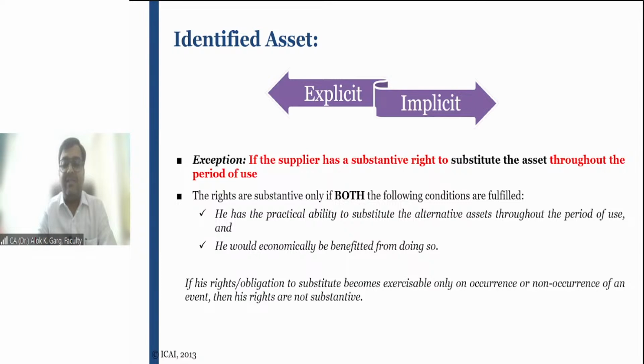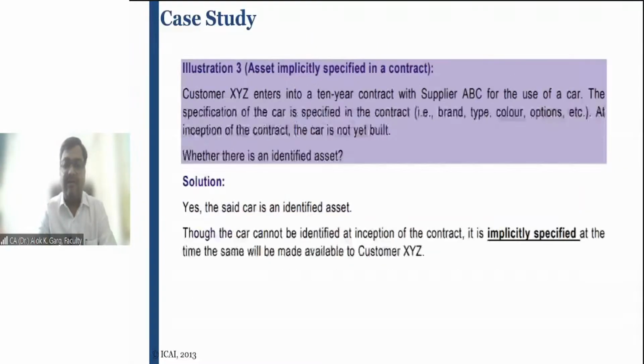For example, if the asset got damaged or becomes faulty, the lessor is replacing the asset, but at that point it is for the benefit of the lessee, not the benefit of the lessor. So we discussed identified asset at length. Please refer to video number 1 for the identified asset definition in detail.